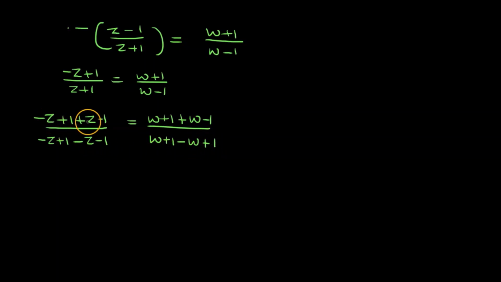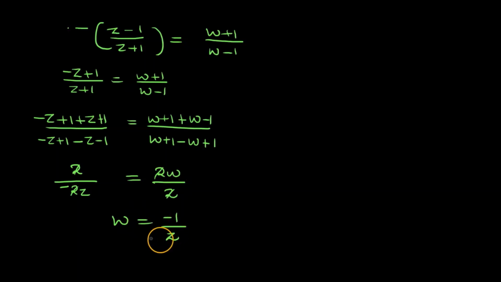So what we get? Minus Z plus Z cancel. 1 minus 1, sorry, this is plus 1. Numerator plus denominator, Z plus 1. So minus Z plus Z cancel. 1 plus 1 is 2 divided by minus Z minus 2Z. 1 minus 1 is 0. Is equal to W plus W, 2W. 1 minus 1 cancel. Divided by W minus W cancel. 1 plus 1 is 2. Cancel 2, 2. That is what we get. W is equal to minus 1 divided by Z.